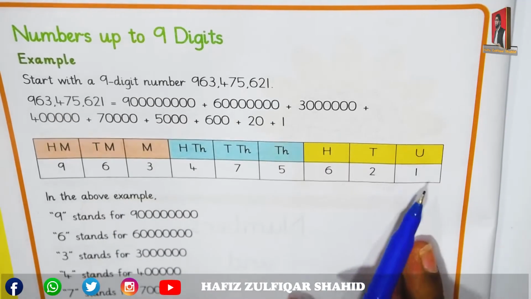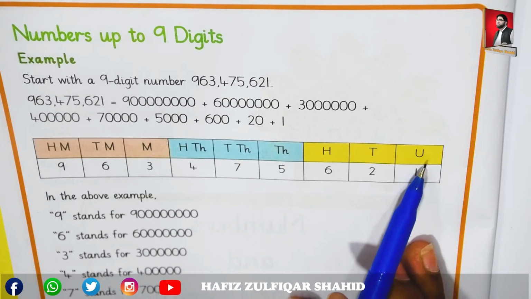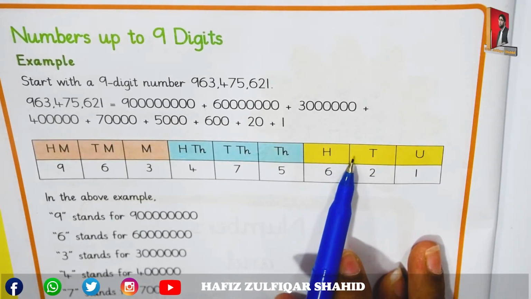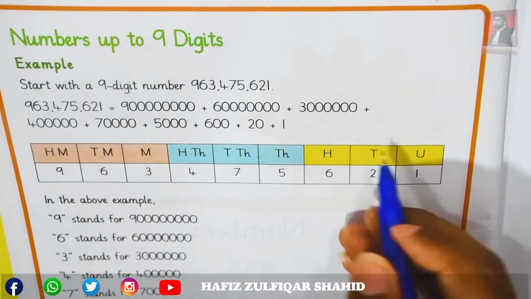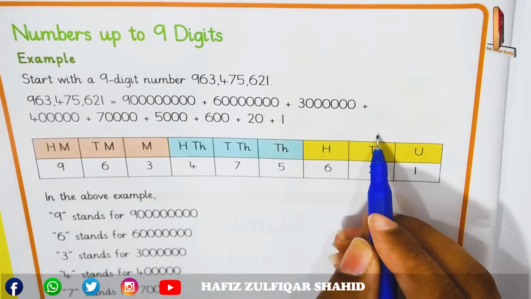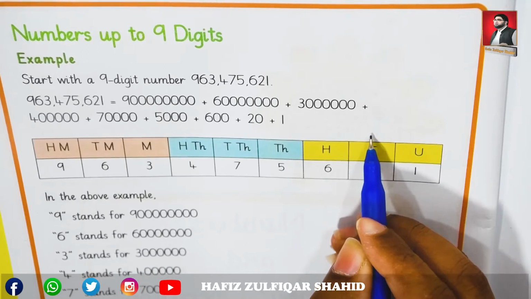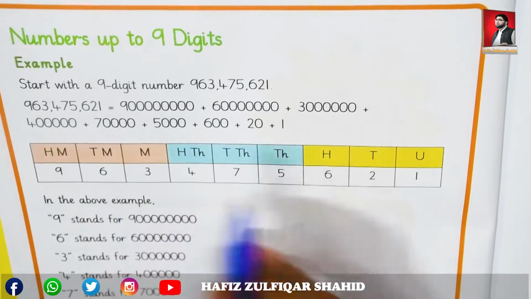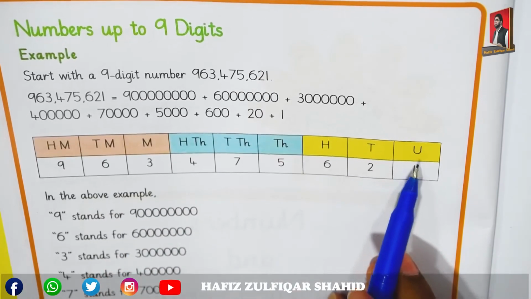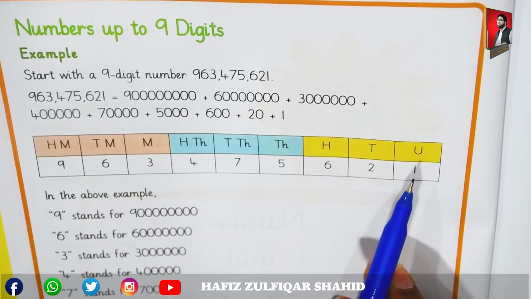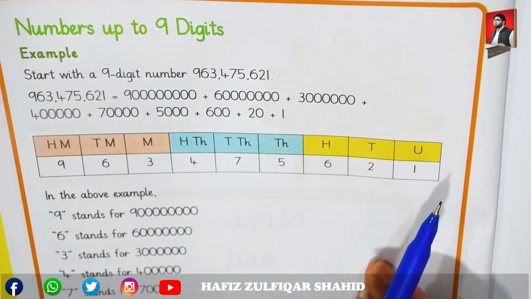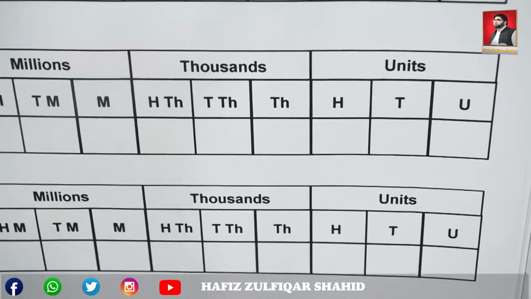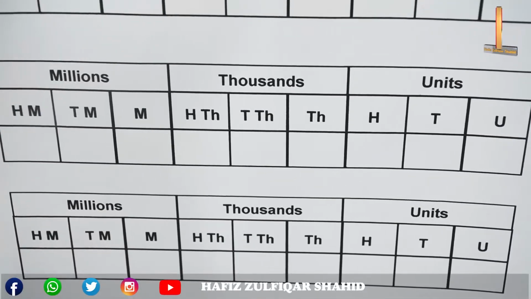As you can see, here we have 3 columns in each heading. These are units or hundreds, then thousands and then millions. See, in units we have 3 columns. I have another table for you. You can better understand this.